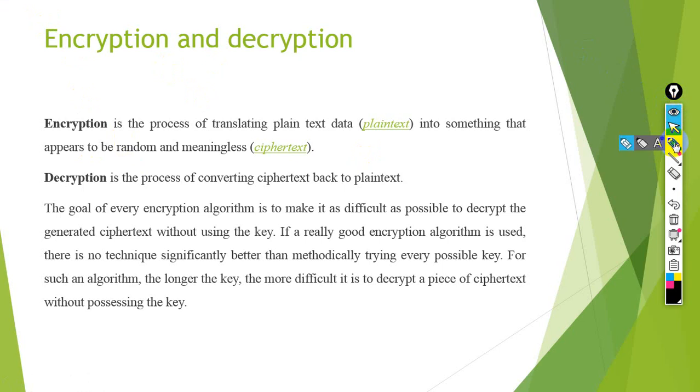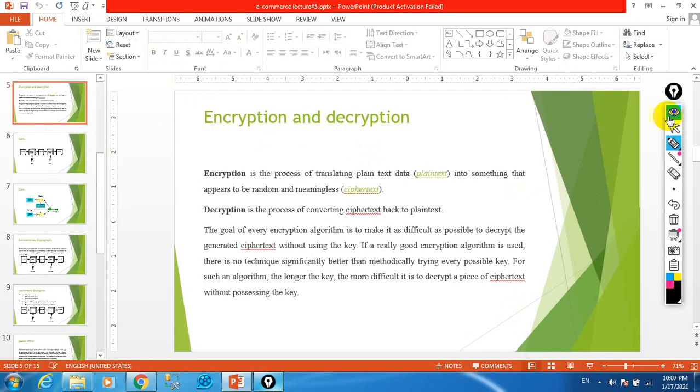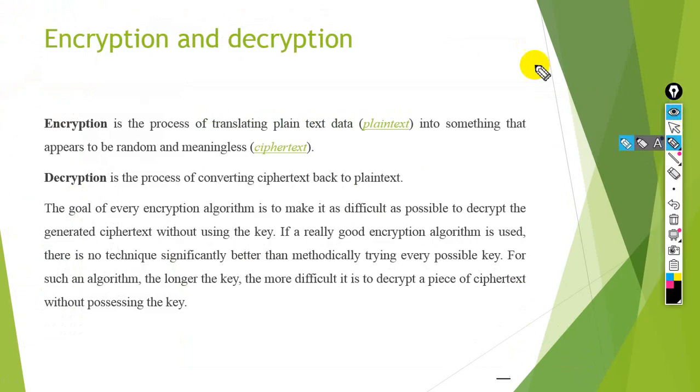What is encryption? Simply, we have, for example, a text that is plain text. Plain text is a text that can be easily read and easily understood. That is our original text, our original message. When we change it, we call it encryption.